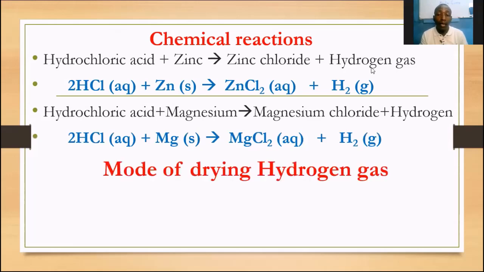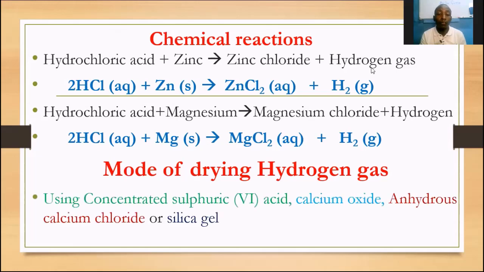So how do I dry hydrogen? Yes, I can use concentrated sulfuric acid, I can use calcium oxide, anhydrous calcium chloride, silica gel. There's nothing restricting us in that case. So hydrogen does not react with those drying agents.